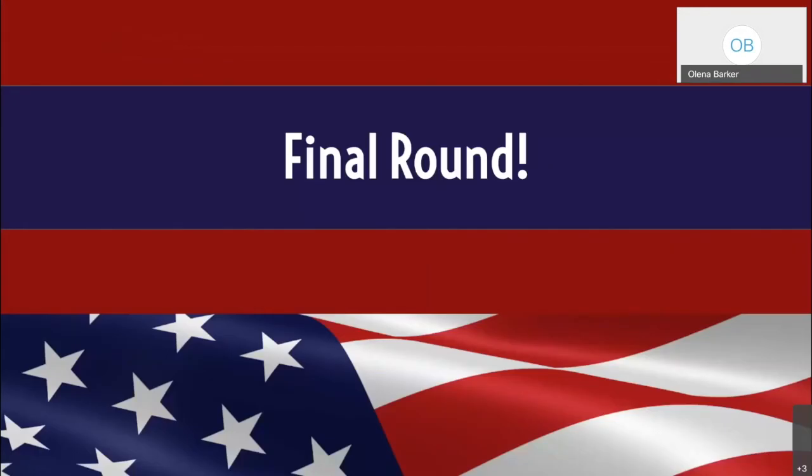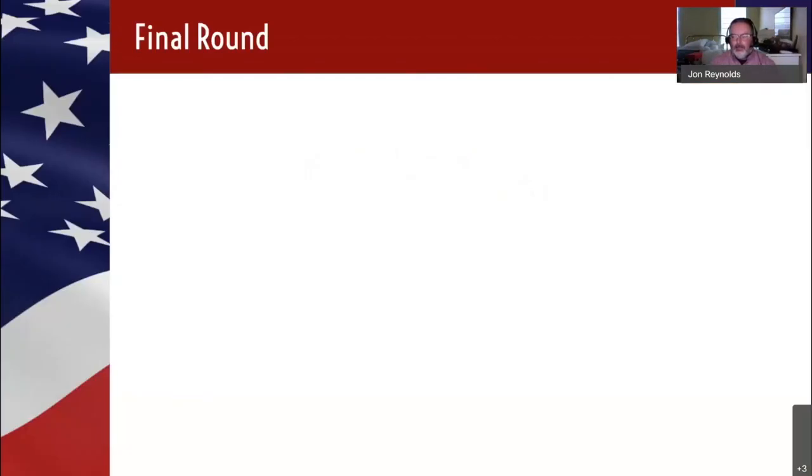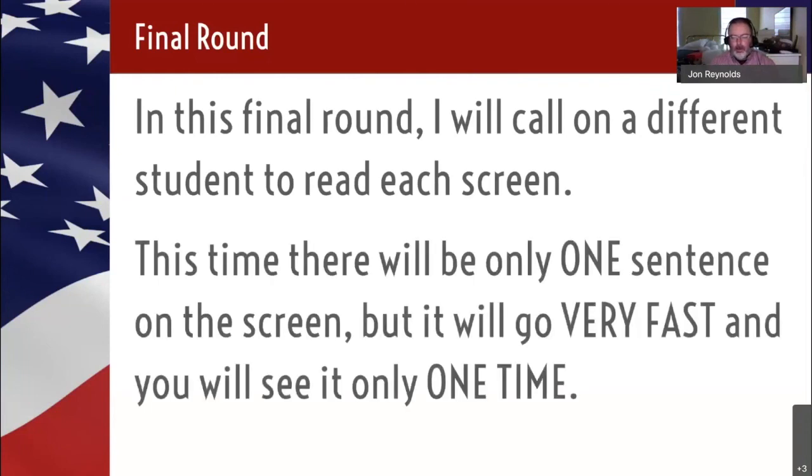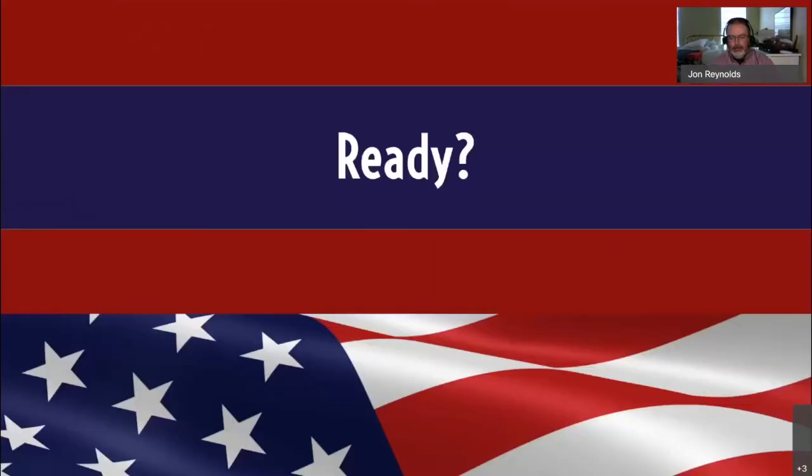Okay. All right, now guys, here's the final practice, the final round. In this practice, I'm just going to call on one student, okay? As I call on the one student for each screen, it's going to be very fast. It's going to be only one sentence, but it will appear very quickly and then disappear, and you're going to see it only one time. That's how this last round works. All right, are we ready? Yes. Okay, here we go.